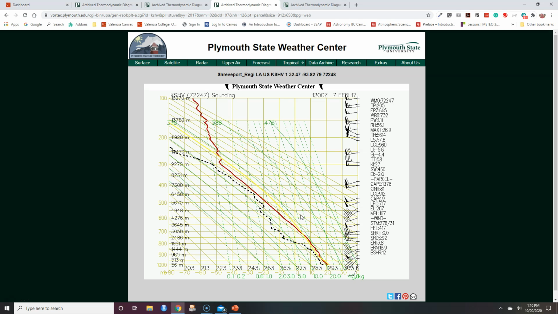So hopefully this explains how we go about determining which atmospheres are the least or most unstable, and how you go about determining the possibility of severe weather.